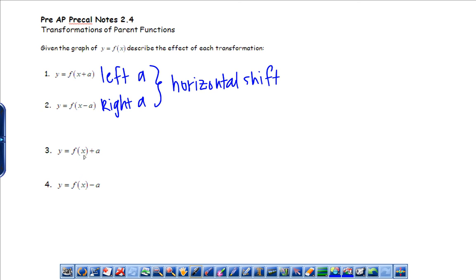When it's outside the parentheses, you're saying your function adds a or your function subtracts a. When you're at a, this is going to be up a units, and this is going to be down a units. So this is your vertical shift.